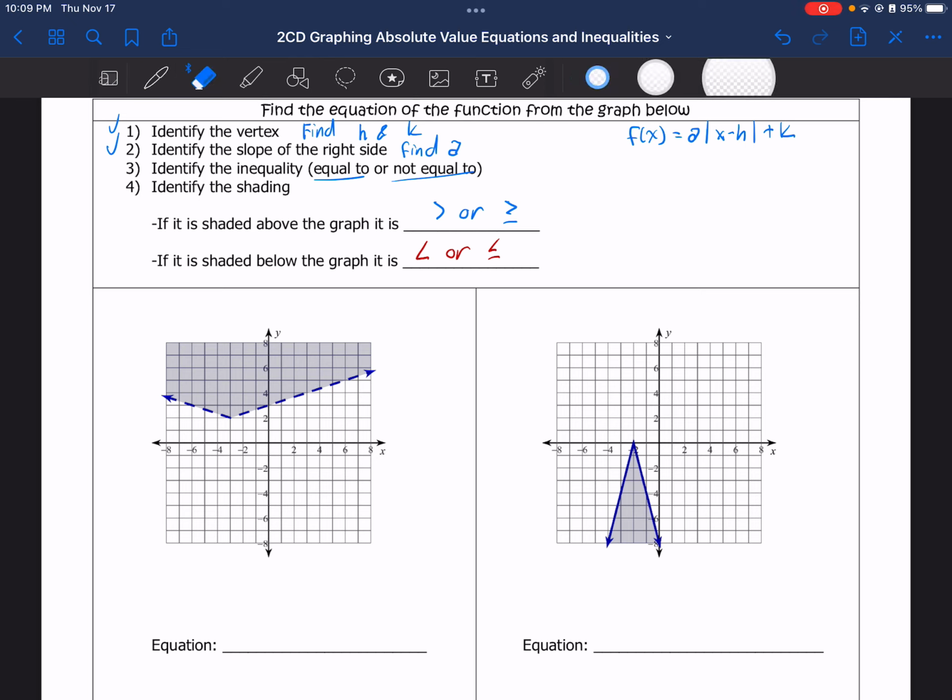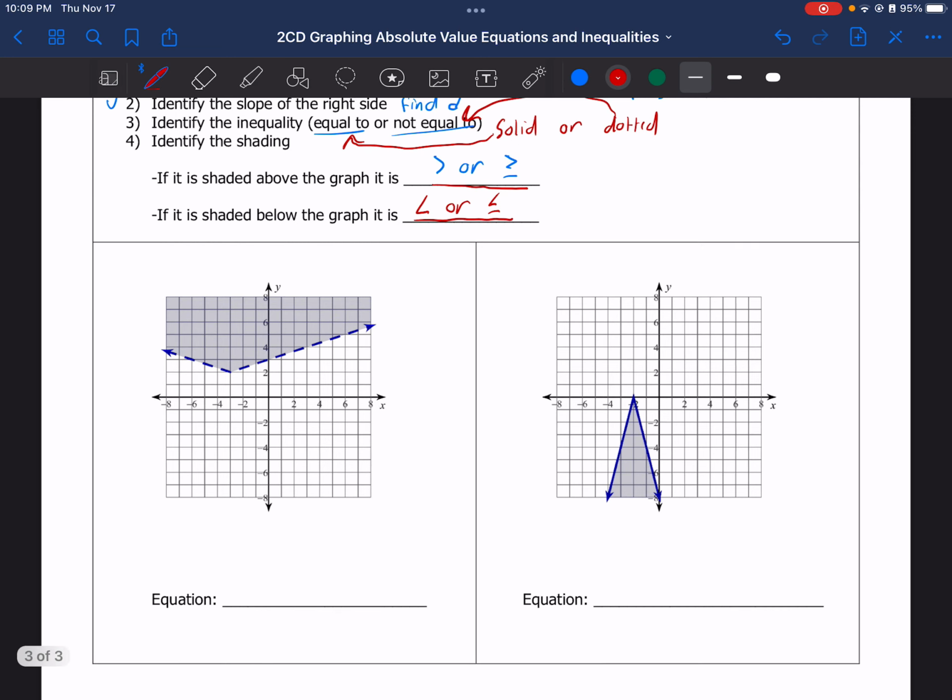This depends on solid or dotted. So this is solid if it's equal to, and dotted if it's not equal to. And the shading determines whether or not you get greater than or less than. So let's look at these two problems. We're going to first find the vertex.